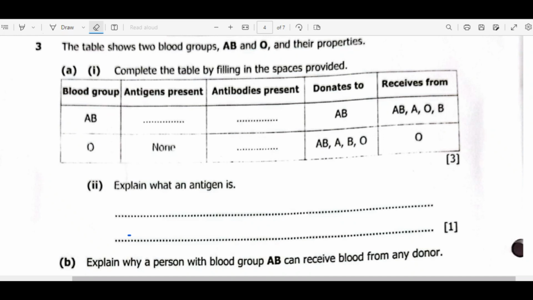Now this question is coming from the topic of circulatory system, where we look at the 4 types of blood groups. Now if you look at blood groups, it is genetically determined. Now let's not enter into that. Now this question is focusing on the 2 types of the blood groups, which is blood group AB and O.